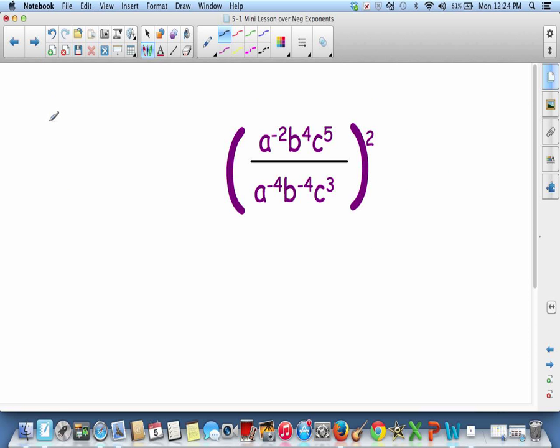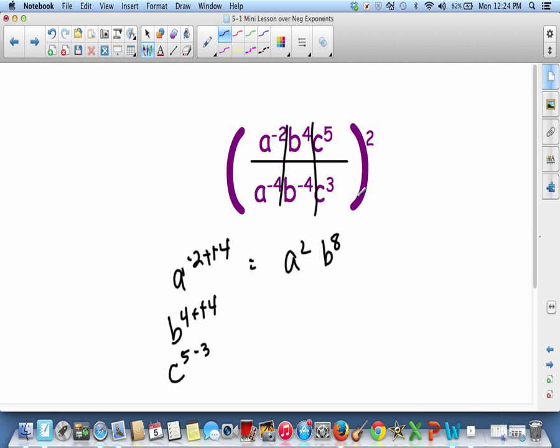Here's our next example. There's lots of options that you could do here. I'm going to go ahead and just simplify what's inside here. Looking at my bases, we have a to the negative 2 minus a negative 4. So that's going to be a to the positive 2. And then we have b to the 4 minus a negative 4. That's going to be a positive 8. And then we have c to the 5 minus 3, which is c to the 2nd.